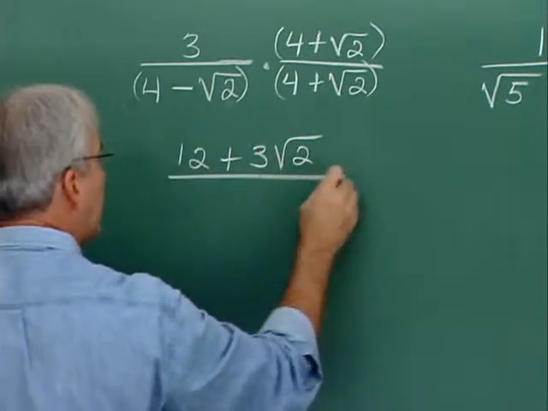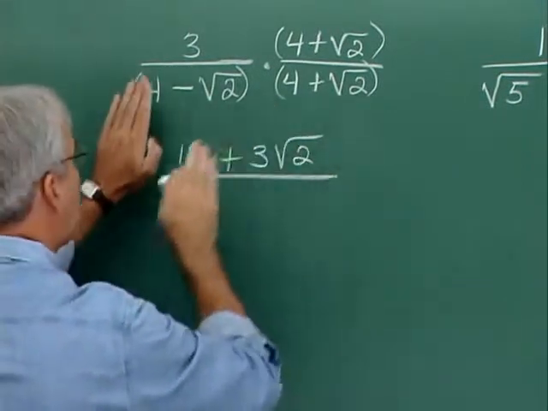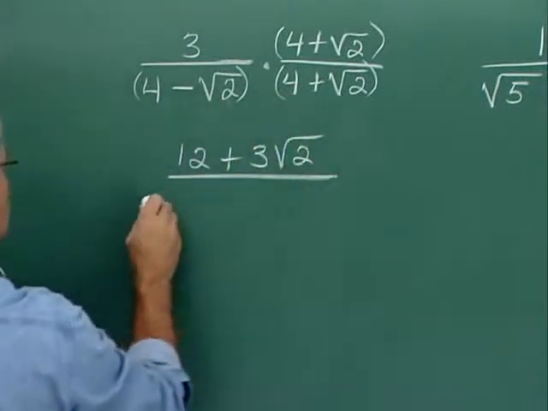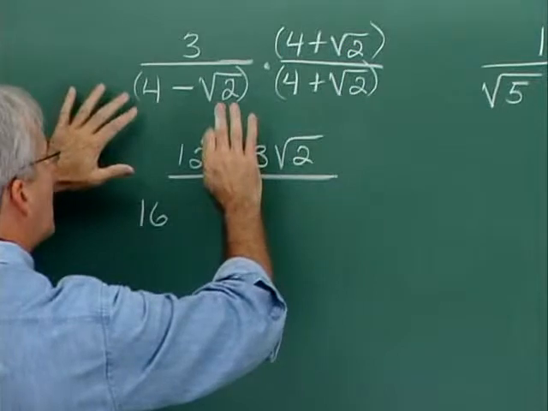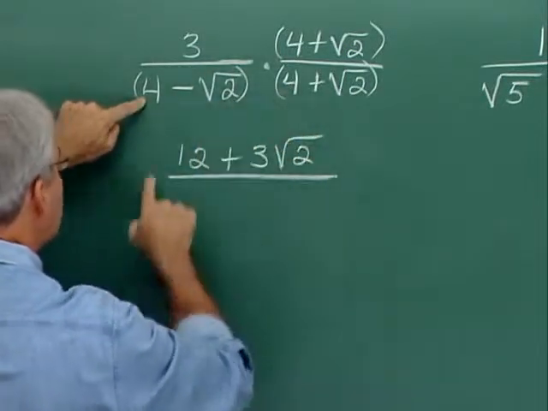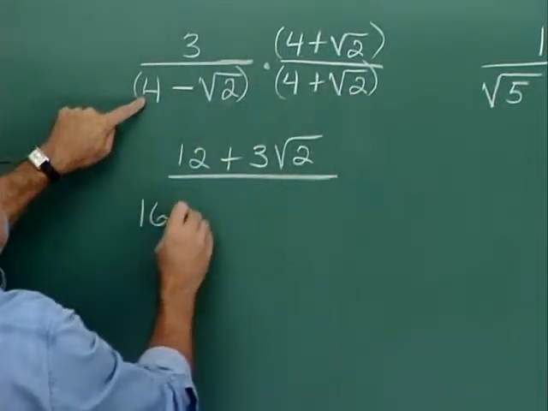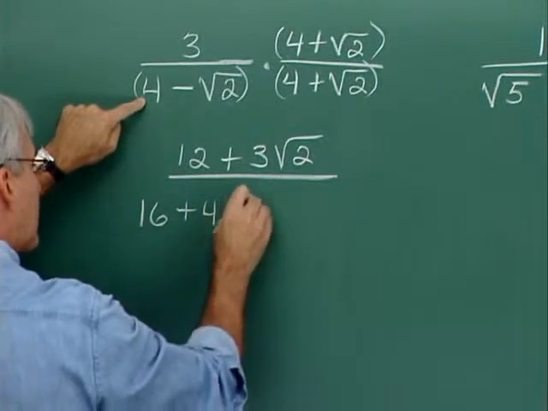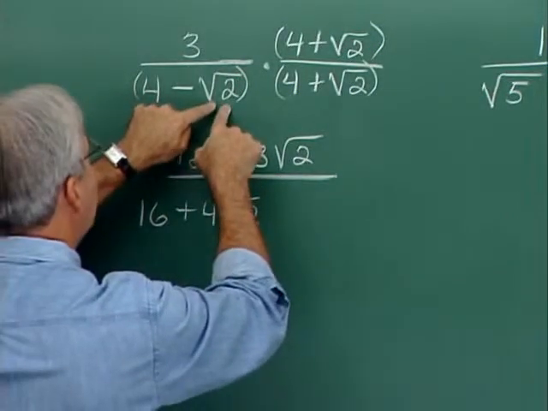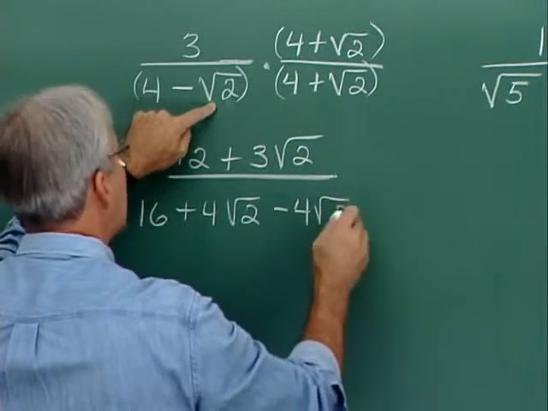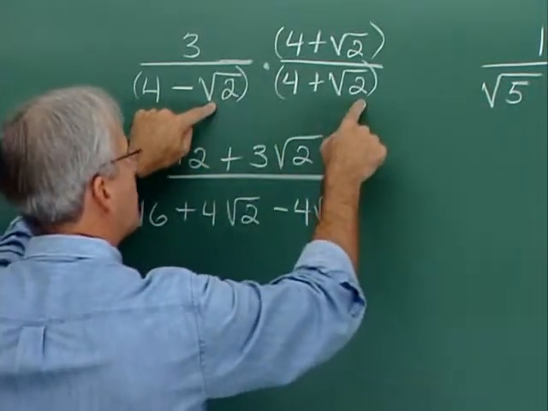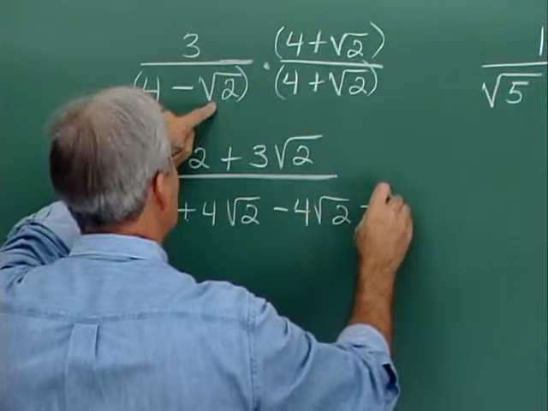And in the denominator, now notice what happens when we multiply conjugates. 4 times 4 is 16. And just for emphasis, I want to show you the complete product here. 4 times 4 is 16. 4 times root 2 is 4 root 2. And then negative root 2 times 4 is negative 4 root 2. And then negative root 2 times root 2 is negative root 4.